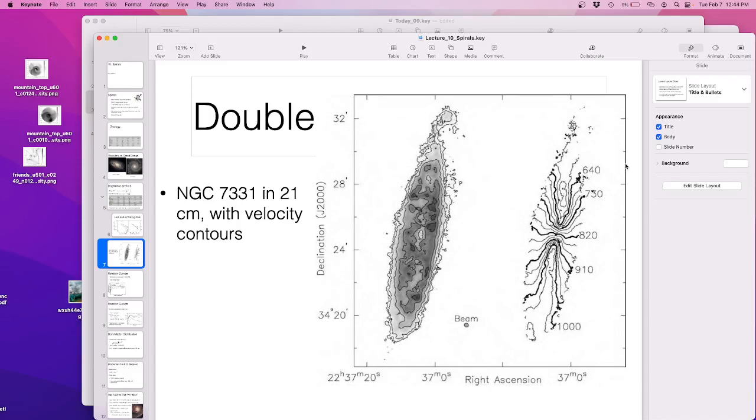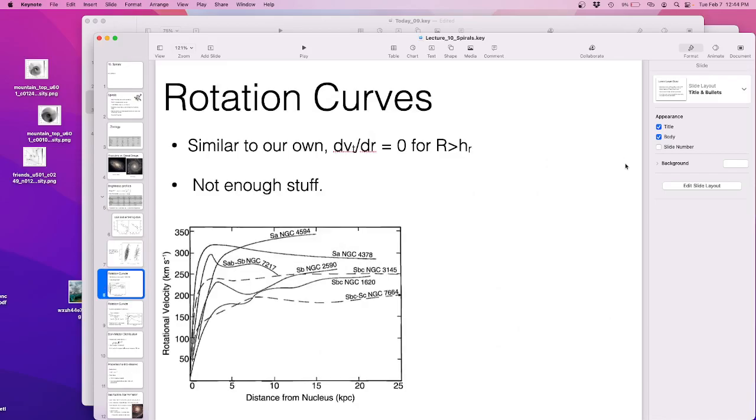I can then make a map of distance from the center versus radial velocity, or versus circular velocity. And it looks like this. And I can do this with a whole bunch of stuff.